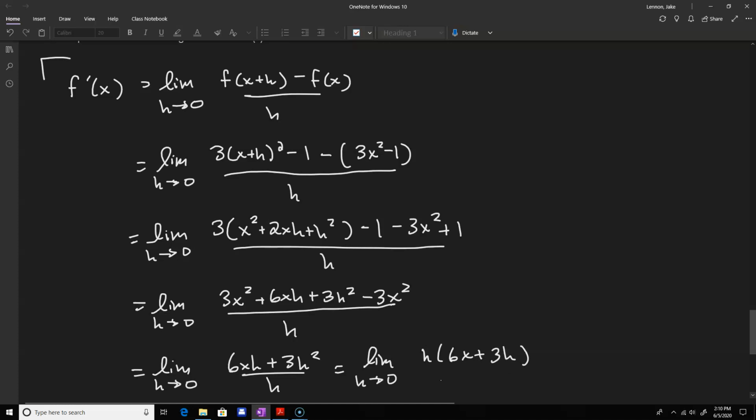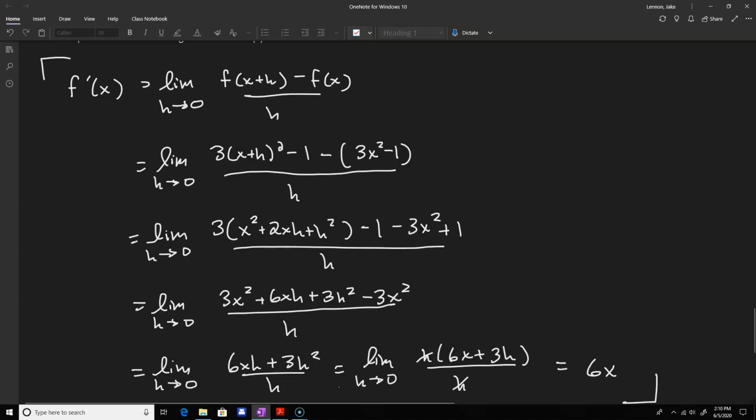I know you can take out a 3 as well, but we just want to cancel the h. That's why I'm only taking out that. And then we plug in 0 for the remaining h, and we're left with just the answer, which is 6x. But when using the definition, it's important to write down the limit and show all that work.